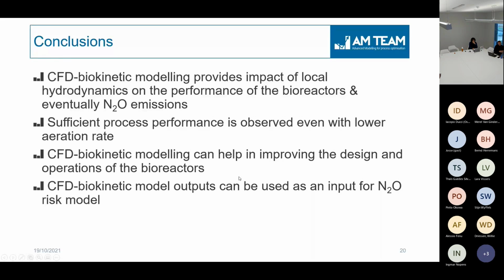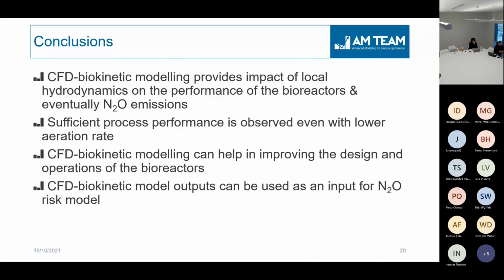And what we've also observed is that even at the lower aeration rate, you actually have very good process performance, which normally is always a bit of a question. If you would reduce your aeration, in which direction would your performance go? So these models can help you in assessing how the performance would change if you reduce your aeration or change your aeration rates.